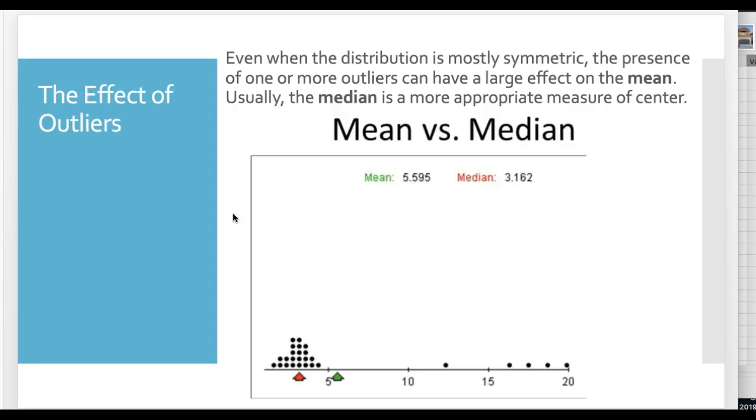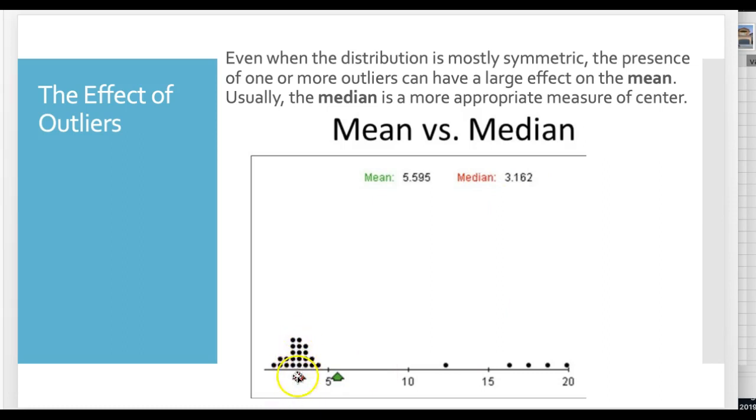So, as far as outliers go, here we see something that's almost perfectly symmetric. But then we introduce a group of outliers. In this case, we see that the mean, which is in green, is still highly affected. The mean will say your center is about right here, but the median does a much better job in saying that the true center is about right here.